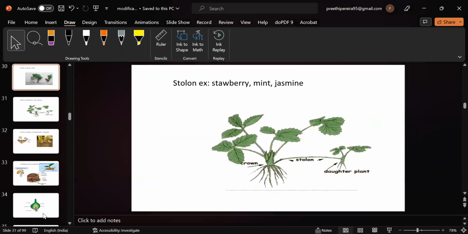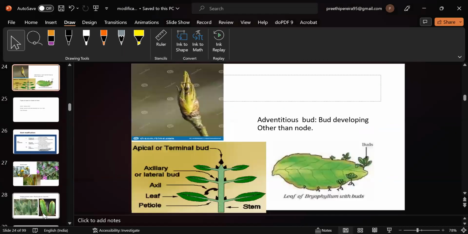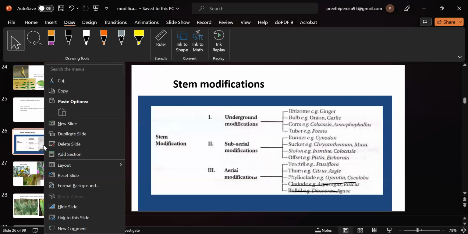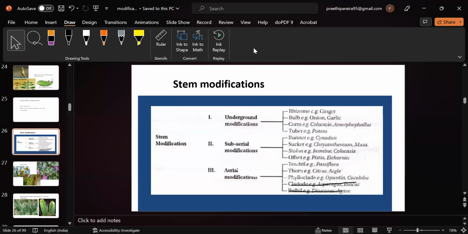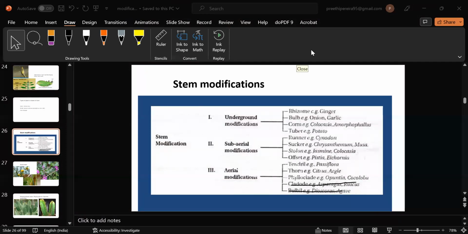Okay. So underground modification, did you all understand? Understood? Okay, so today we'll wind up the class over here. Tomorrow or day after tomorrow, whenever the class is there, we'll continue. So did you understand today's class, everybody? Yes, ma'am. Everybody understood? Okay. So in the next class, we'll be doing aerial modification, sub-aerial and aerial modification of stem.